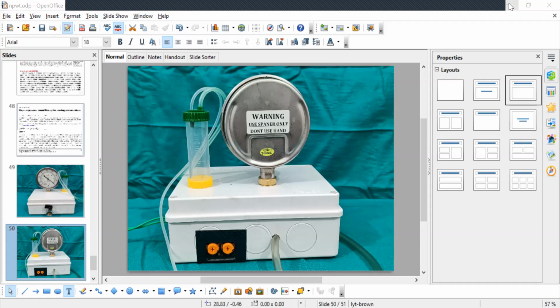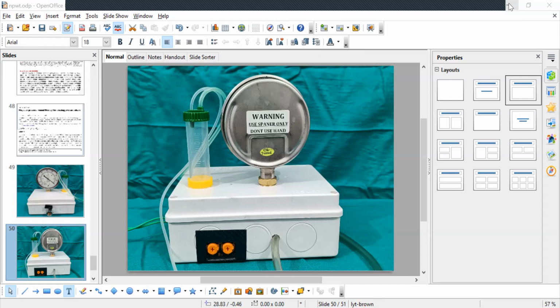You can regulate the pressure from this valve according to your need. This end is to be connected at the ulcer site. This suction cup is very small.